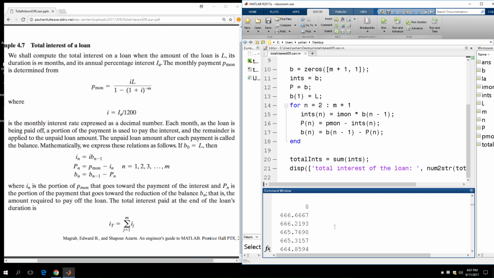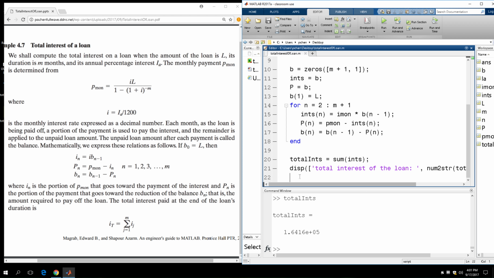Yeah, I think there are no unreasonable values, at least. It looks like a reasonable thing. But the thing is that we are borrowing 100,000, but the total interest is actually more than the principal amount of the loan. So one of the things that we might want to do is to display this result in a graphical way.